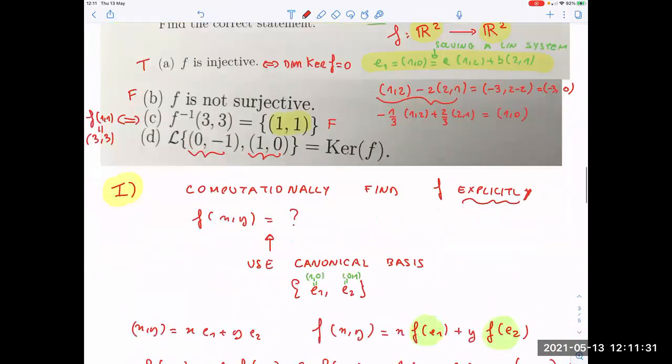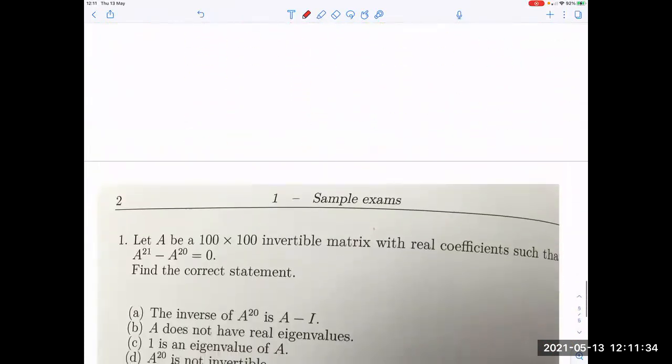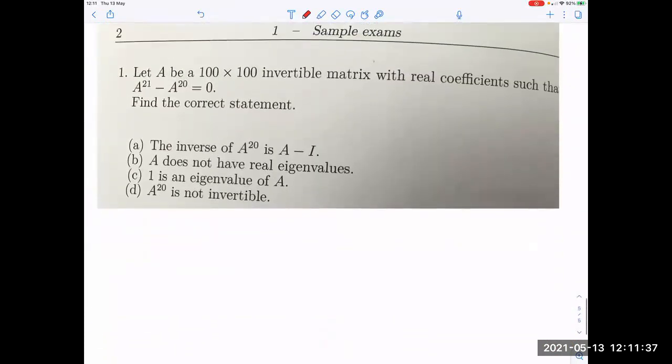Okay, if not, let's move to the last of these multiple choices. We are given a huge matrix with real coefficients satisfying that property, and we want to find the correct statement about the inverse of A20, about A having or not real eigenvalues, about the fact that 1 is an eigenvalue, about whether A20 is invertible or not. It looks strange, looks weird, but it is not, you will see. It is something you can actually do with what we learned by thinking, not computing much, but thinking, okay?